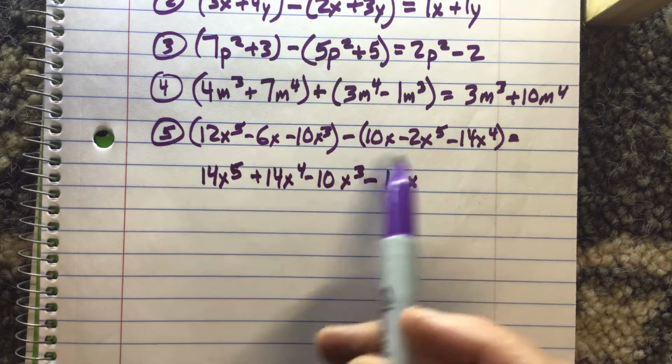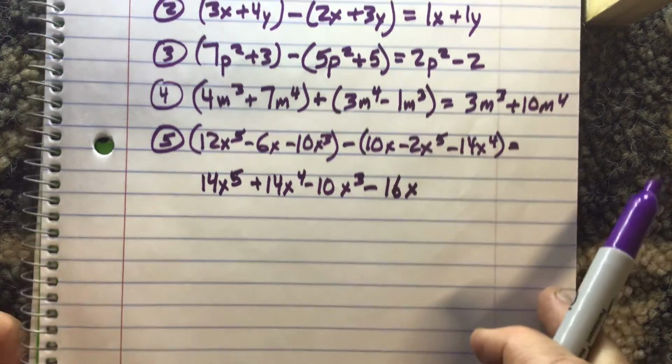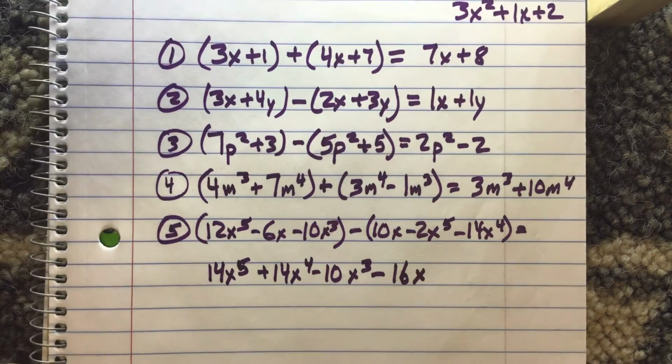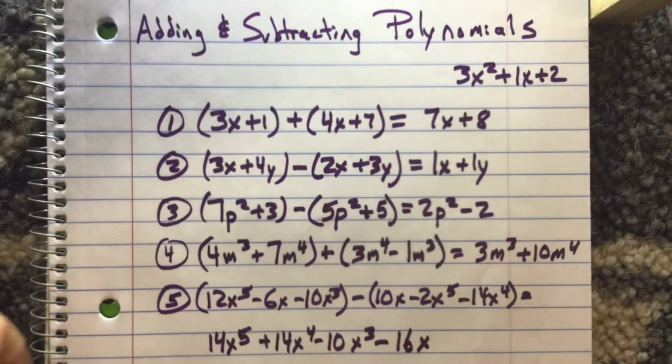So that's a more complicated example, and we'll probably stick more so with some of these, but I just wanted to show you every possible type. So it's just adding and subtracting like terms. And we call this adding and subtracting polynomials.